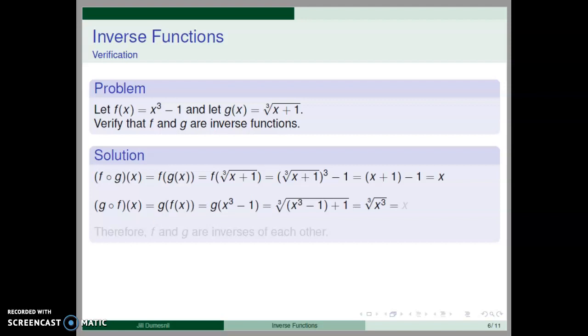Because the radical sign is an implied symbol of grouping, we simplify the radicand to get the cube root of x cubed, which equals x as desired. Therefore, the functions f and g are inverse functions.